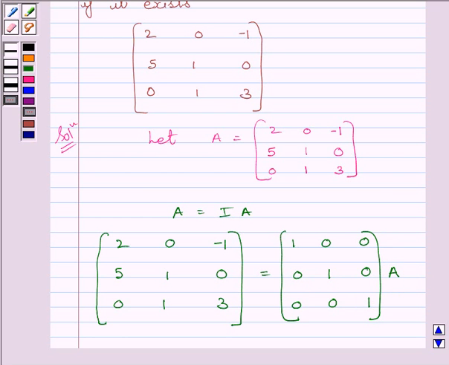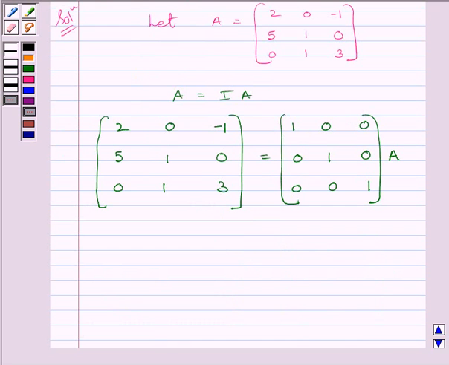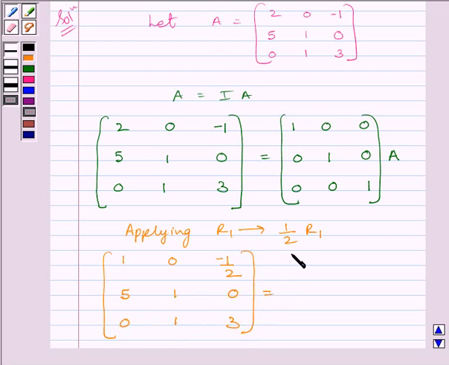Now we will apply a sequence of row operations simultaneously on matrix A on the left hand side and the matrix I on the right hand side till we obtain the identity matrix on the left hand side. Now, to make this element equal to 1, we will apply on R1 row operation 1 upon 2 R1. So, applying on R1 row operation 1 upon 2 R1, we get matrix [1, 0, -1/2; 5, 1, 0; 0, 1, 3] is equal to matrix [1/2, 0, 0; 0, 1, 0; 0, 0, 1] multiplied by A.